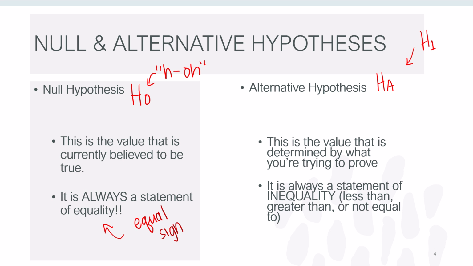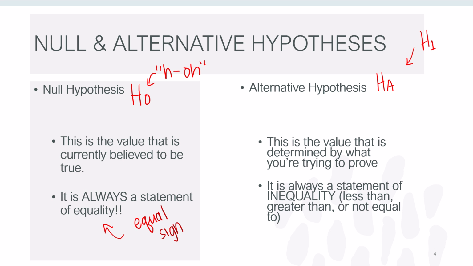Now, our alternative hypothesis is going to be determined by what we're trying to prove. Again, if we were looking at the turtle shell example, we might believe that the turtle shell is larger than what's currently believed. We might think it's smaller than what's currently believed, or we just might want to say, I don't know if it's bigger or smaller. I just think it's not this number.